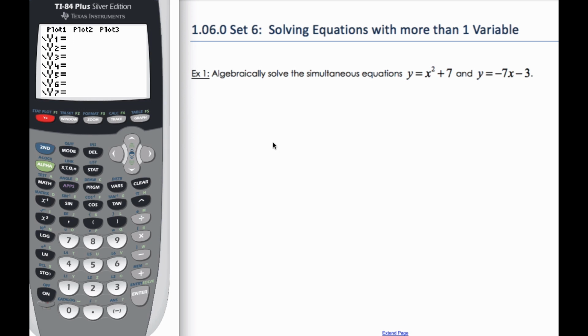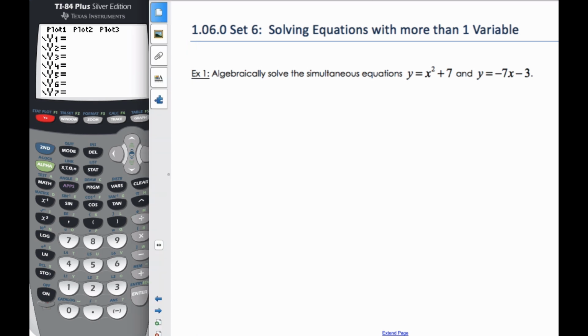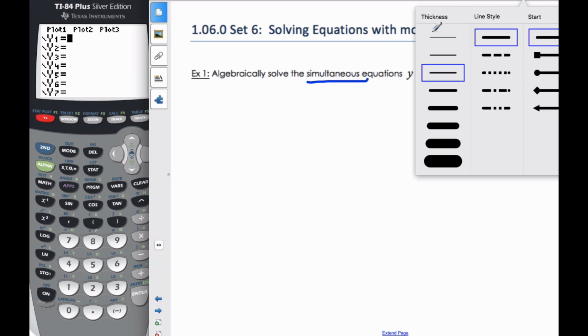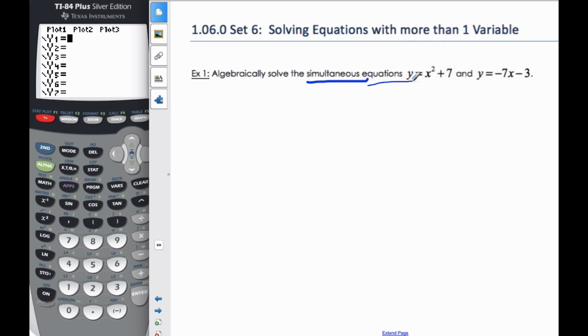Okay, everyone, it's Mr. Rops here, and we're going to solve equations with more than one variable. And so we have what we call simultaneous equations. As you can see here, it's called a simultaneous equation. Let's make it a little thinner. y equals x squared plus 7, and y equals minus 7x minus 3.